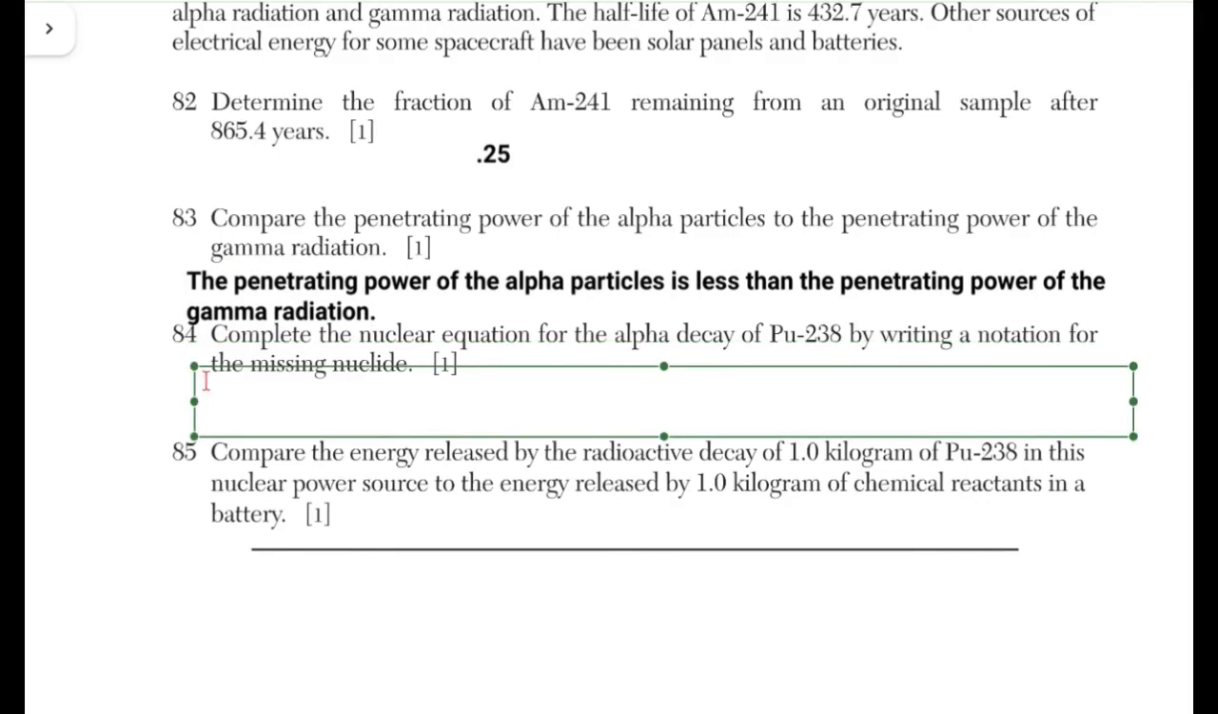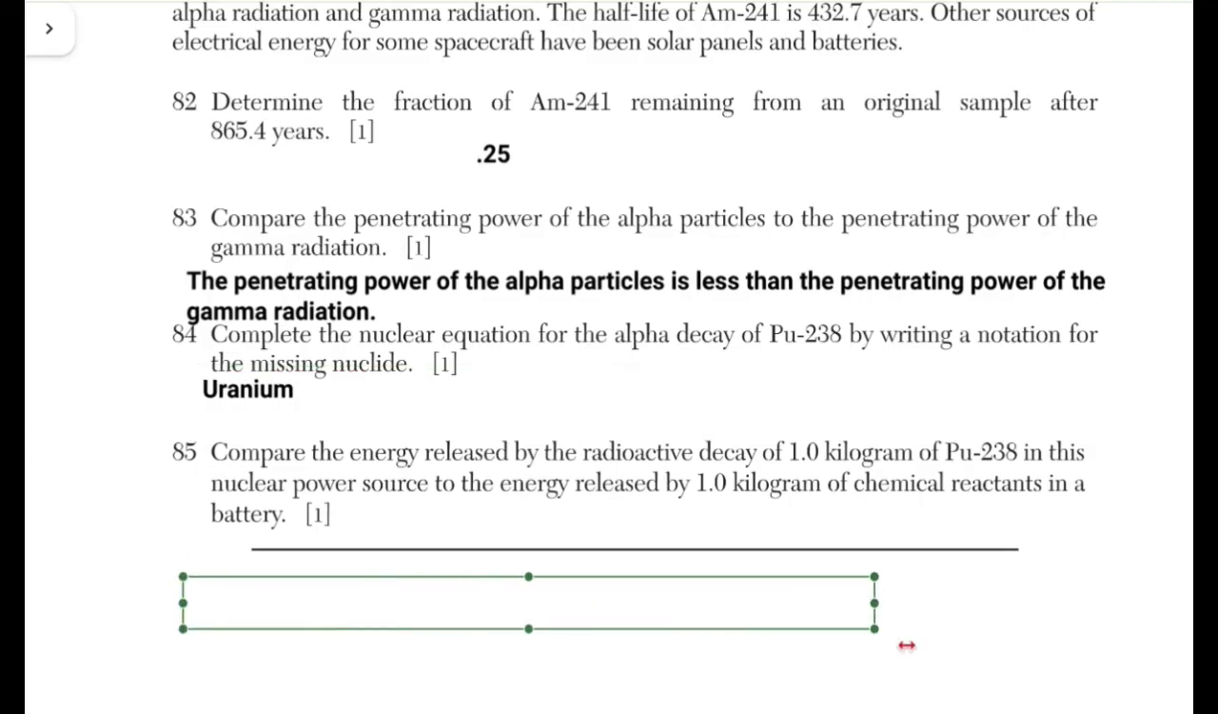Complete the nuclear equation for the alpha decay of Pu-238 by writing a notation for the missing nuclide. With an alpha decay of an atom, the alpha particle must be released on the product side of the equation. Pu has an atomic number of 94 on the periodic table. An alpha particle has a mass of 4 and an atomic number 2. The missing particle plus the alpha particle must have a combined mass of 238 and a combined atomic number of 94. 238 minus 4 equals 234, and 94 minus 2 equals 92. The missing particle must have a mass of 234 and an atomic number 92. The element is uranium.